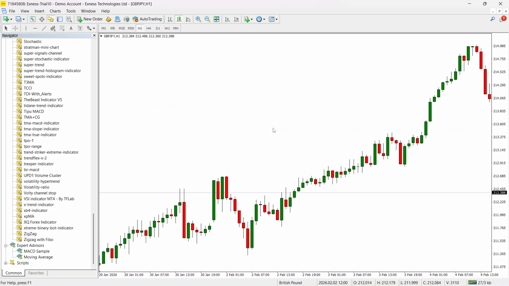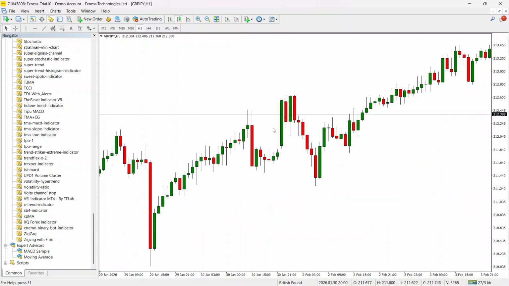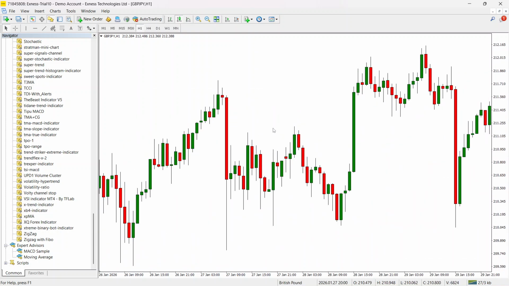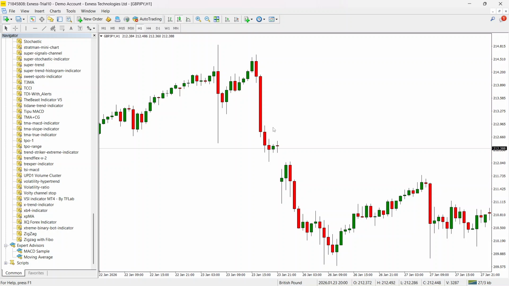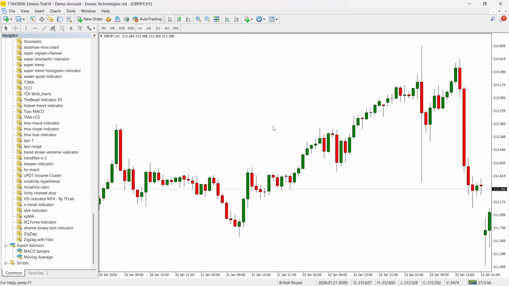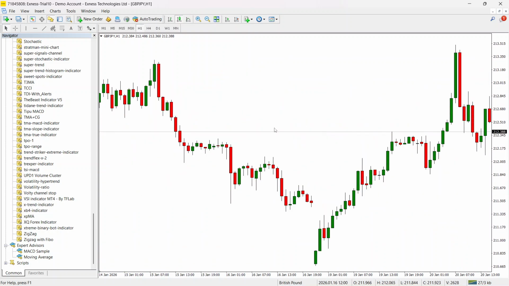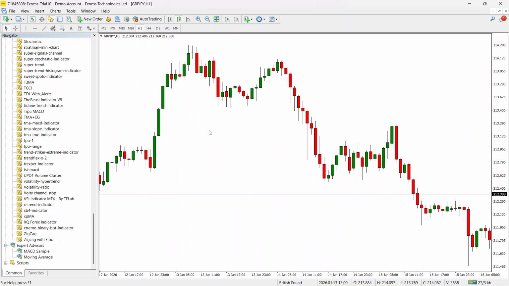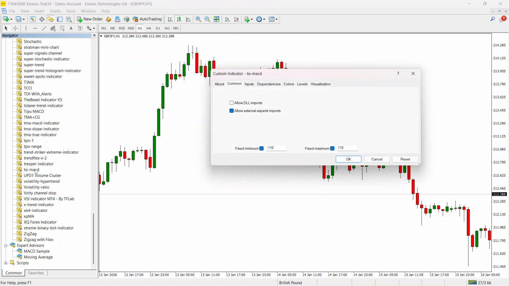This hybrid momentum tool combines the True Strength Index with MACD in one oscillator window, giving you dual confirmation of bullish and bearish trends around a clear zero line. At this point, I'll load the indicator on the chart so you can see how it looks in real time.